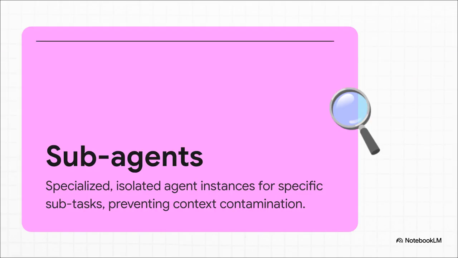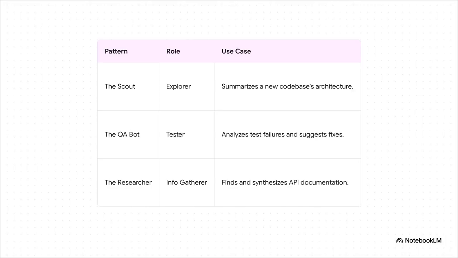But what if you have a massive task, like refactoring an entire module or trying to understand a huge legacy codebase? That's where subagents are a game changer. Think of a subagent as a specialist you bring in for one specific job. You spin it up, give it a task, and it works in its own little sandbox. Why is this so great? It prevents context contamination. Your main project stays clean and focused while the specialist goes off and does its deep dive.